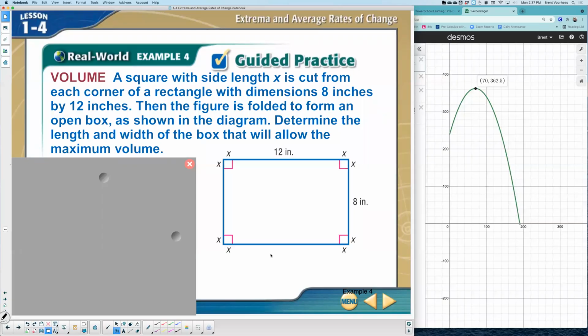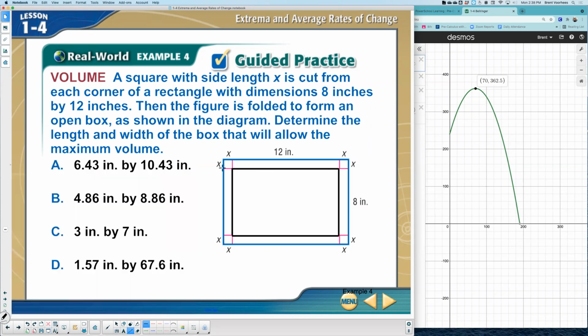All right, DOL number 4 says that we have a square with side length x cut out of this rectangle. So actually we have 4 squares, length x all the way around, cut out of a rectangle with dimensions 8 by 12. The figure is folded to form an open box. So here's the idea. We're going to fold along the cuts like this, and we're going to create an open box. So use a little spatial reasoning here. Determine the length and the width of the box to allow for the maximum volume.